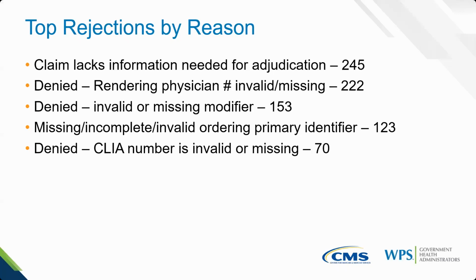Next common reason that I've listed here, 222. You'll notice those numbers off to the right. That means how many rejections we had for that data that I pulled within that time period. 220 claims rejected because the rendering physician number on that claim was invalid or it was missing altogether. Okay, so the system is going to return that claim or reject that claim. It's unprocessable. You cannot request an appeal. You have to fix it and resubmit it.